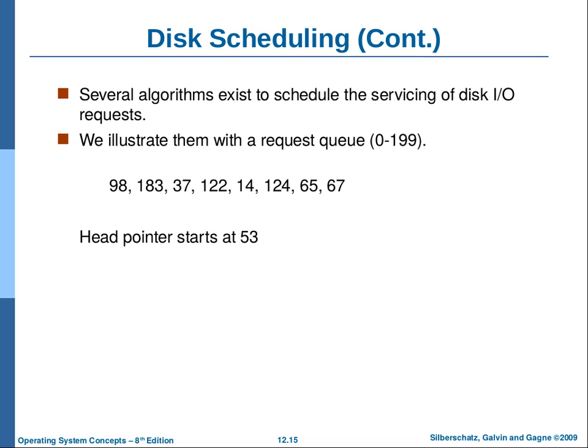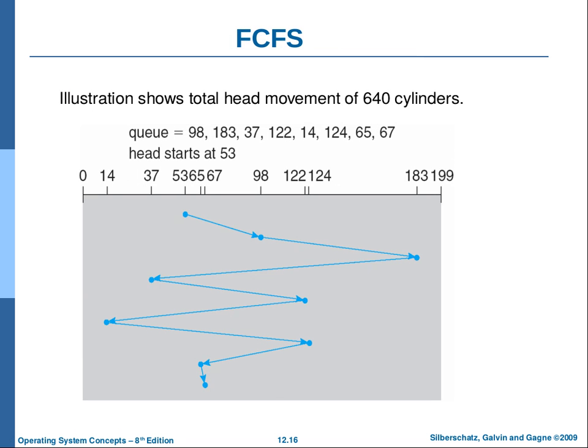Thank you, Matt. All right, so we're going to have an access queue. We'll say we have blocks from 0 to 199, or tracks, whichever you want to think. The head pointer starts at track 53. We need to go to 93, 183, 37, 122, 14, 128, 65, and 67. Those are what we need to do. So what would be the first type of algorithm to do? First come, first served. Yeah, sure.